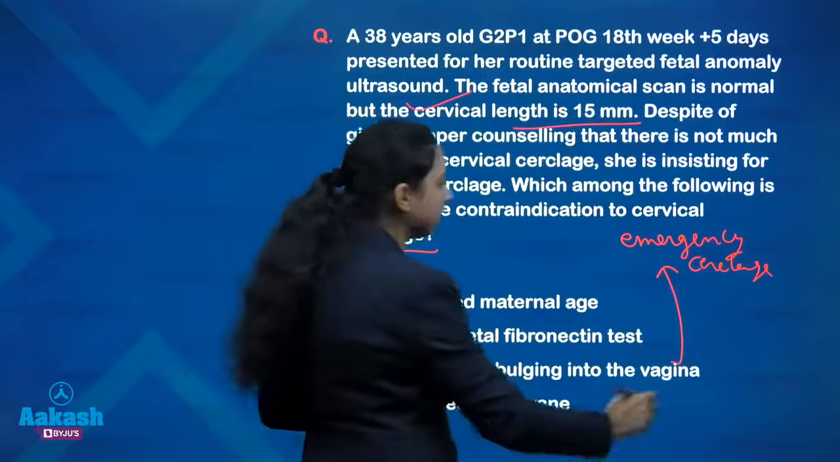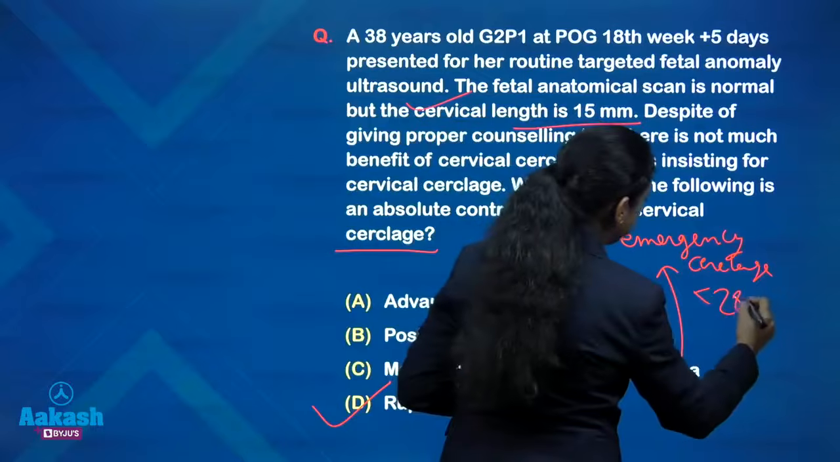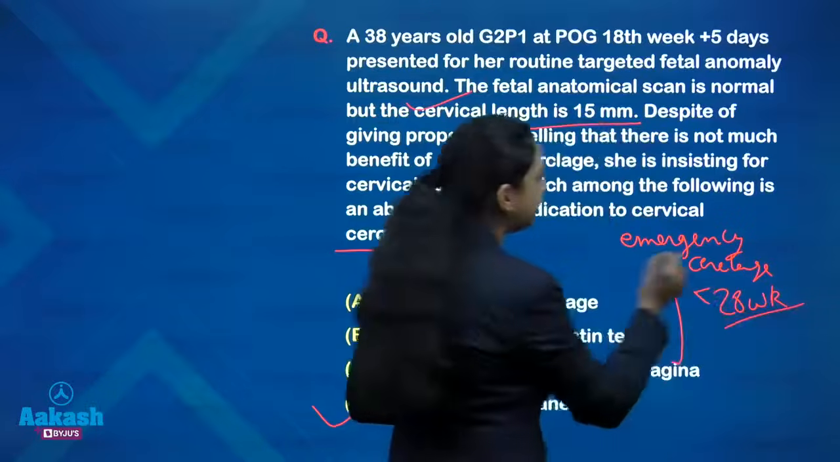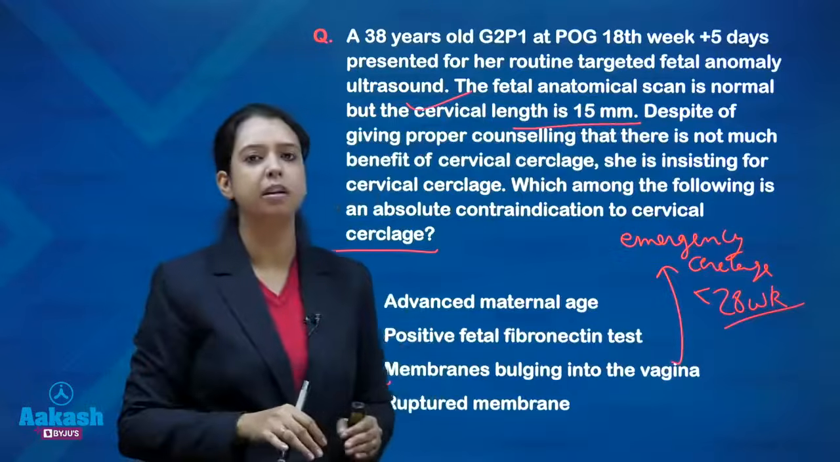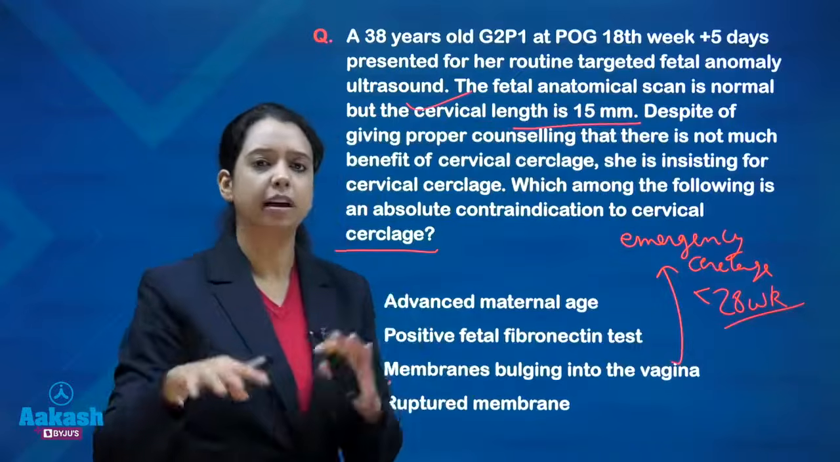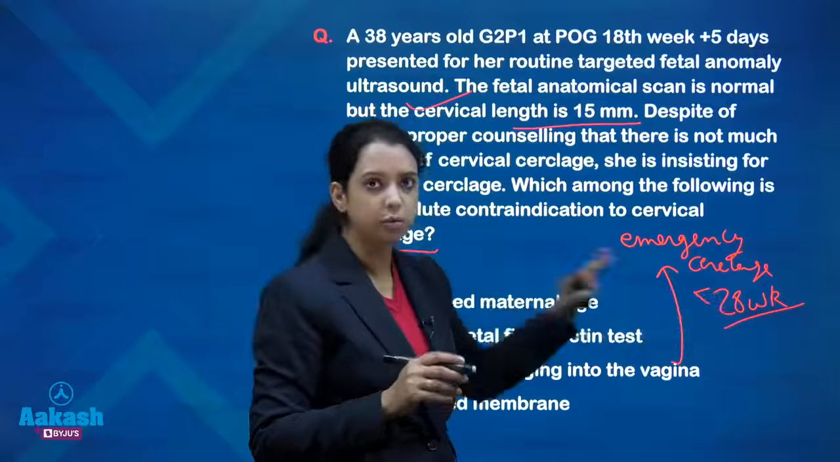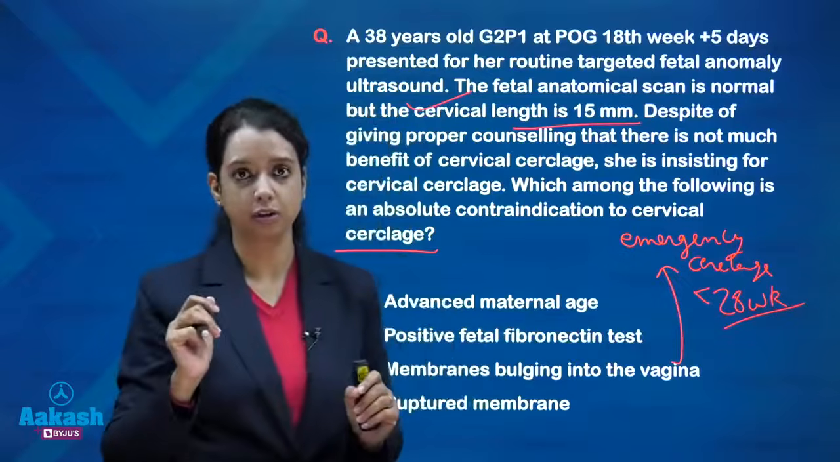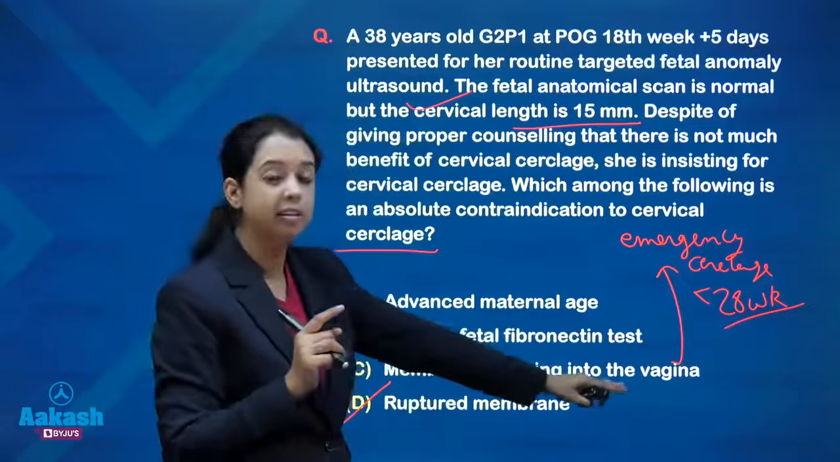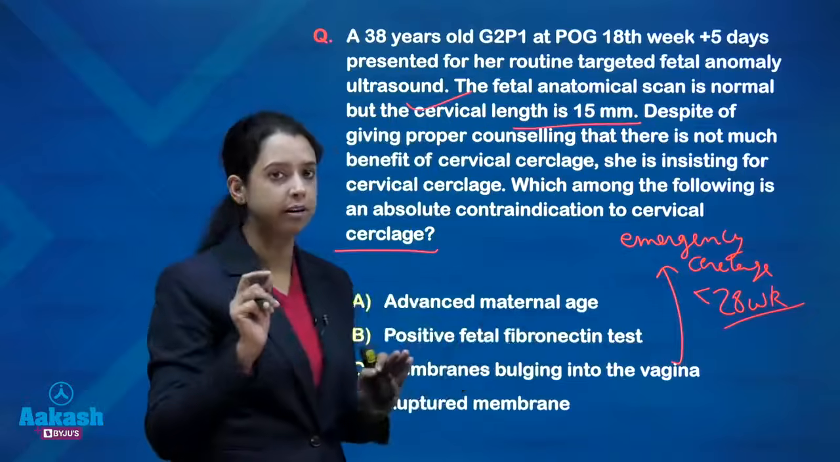Then you give emergency cerclage at less than 28 weeks. Why? Because if she is more than 28 weeks and membranes are bulging, if she goes in labor, then the baby could still be saved, okay. So at less than 28 weeks, you can give emergency cerclage if membranes are bulging, okay. This is an indication for cerclage, not a contraindication.